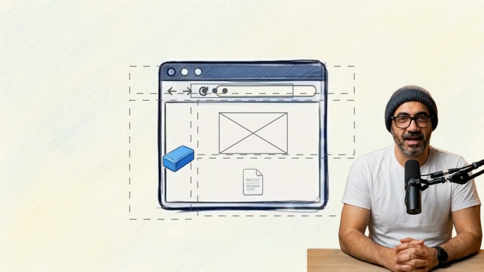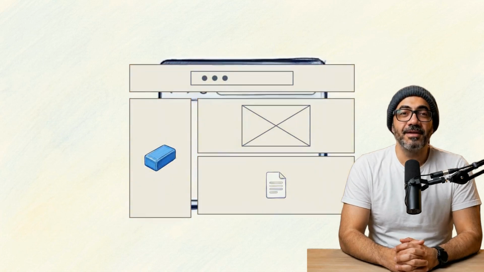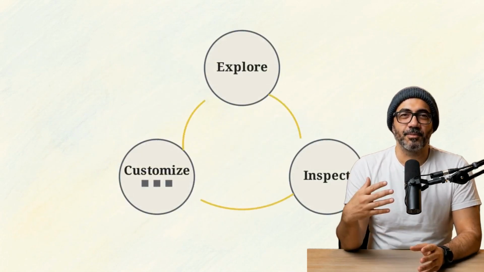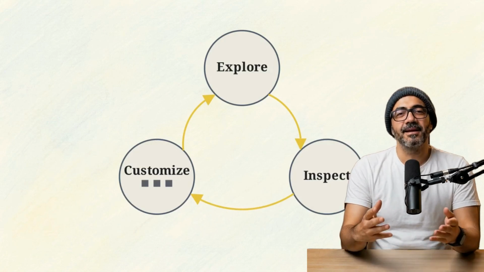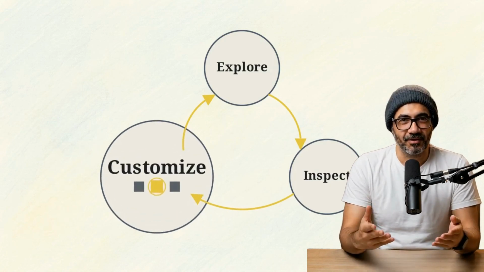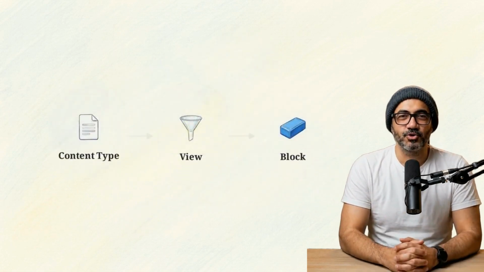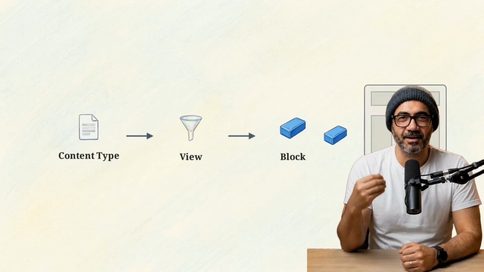Completing this mini project helps you internalize the underlying logic of the software. You aren't just memorizing menus, you are learning how Drupal handles structured content. This 3-step approach is your roadmap: explore, inspect, and customize. Maintain isolated changes by modifying one element at a time to understand cause and effect. Finally, troubleshoot using the core Trinity: data in a content type, filtered by a view, and displayed in a block.